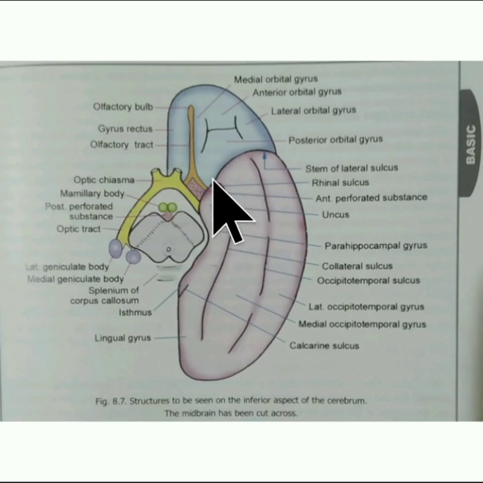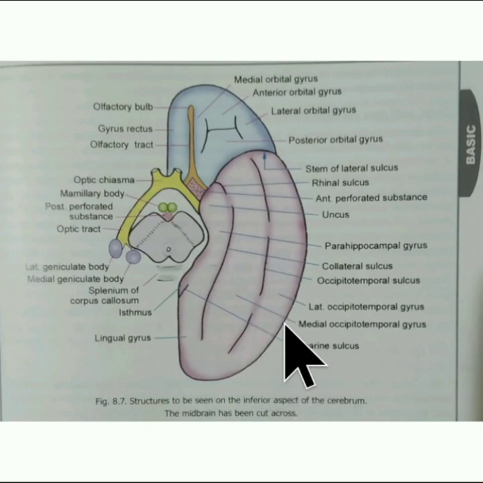The area which lies between the collateral sulcus and the occipitotemporal sulcus is called the medial occipitotemporal gyrus, and the area lying lateral to the occipitotemporal sulcus is called the lateral occipitotemporal gyrus. So this is all about the sulci and gyri of the cerebral hemisphere.